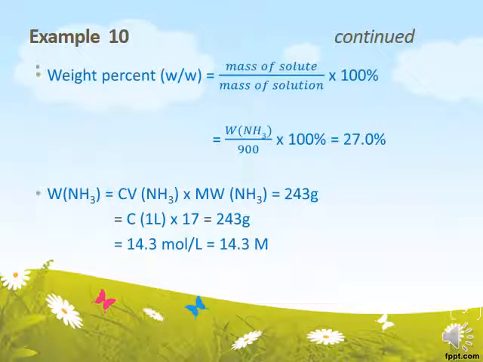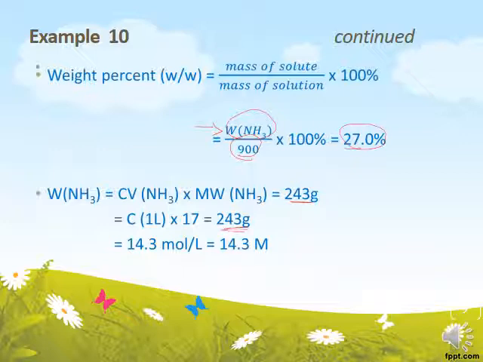Next we use that 900 gram information. We use the weight over weight percent here to find mass of the solute. So from this question we can solve and find mass of the solute, which is 243 gram. Once we get 243 gram, that is referring to the mass.